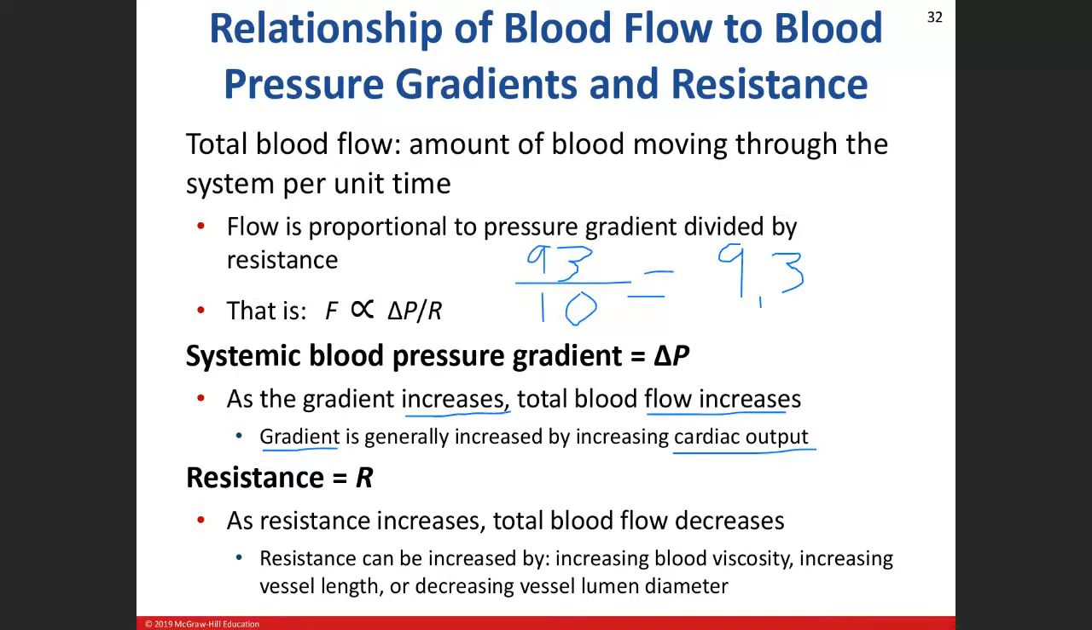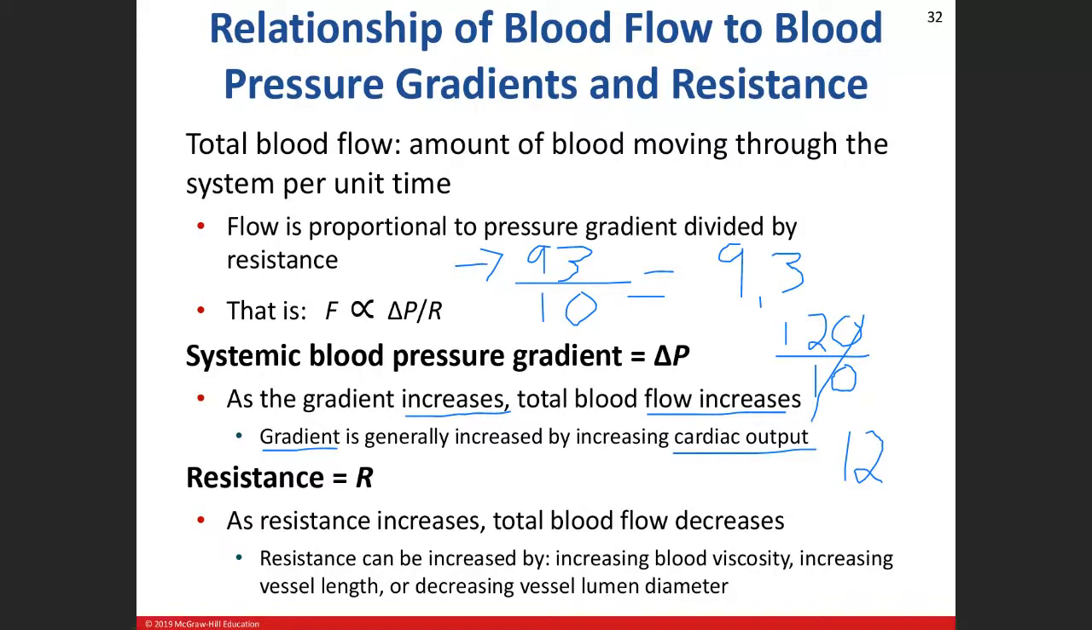So now if we change that, we're going to make the pressure gradient 120, and we're going to keep the resistance the same. So we just increased the pressure gradient. Well, 120 divided by 10 is what? 12. It's 12. So is 12 not larger than 9.3? Okay, so mathematically you can see if we increase the pressure gradient, we're going to increase flow.